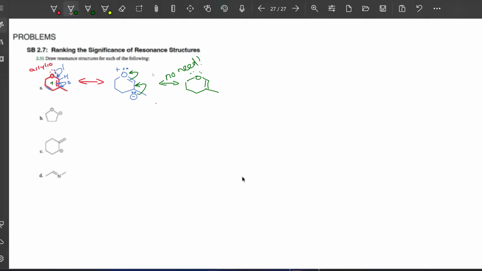So these are the only 2 that we are looking at. The one that we started with is better because there are less charges, because of minimized charges. And the octet is maintained in both. Oh, because we put that negative charge on the carbon? Yes. It's just the minimized charges.